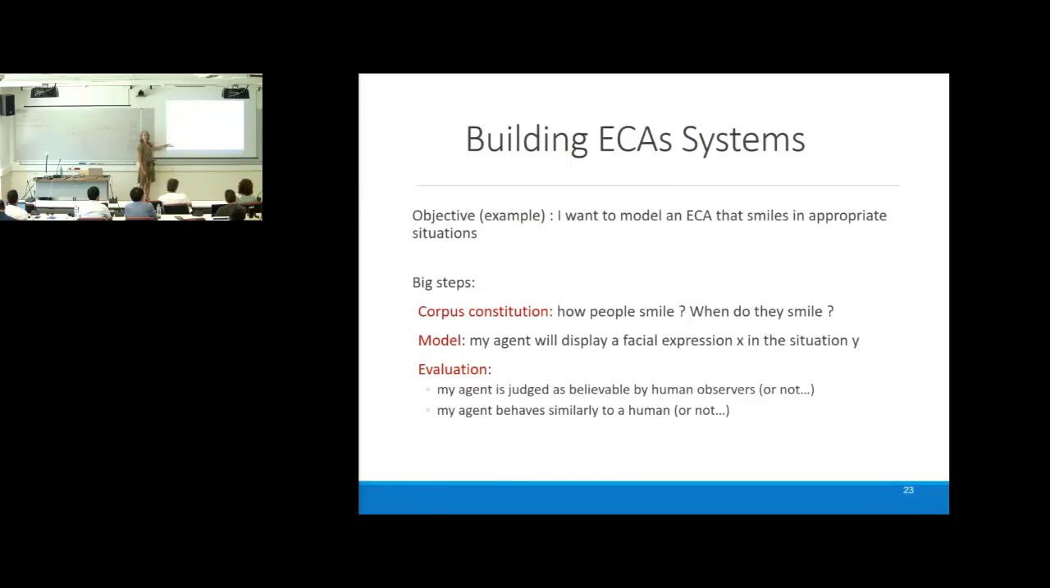And you can have different ways of evaluating it. Is it believable? In our community, we often use the word believable rather than realistic. Realism is a different thing. Is it believable, or does it behave similarly to a human or not? And is that important in your application, that the agent behaves similarly to humans?